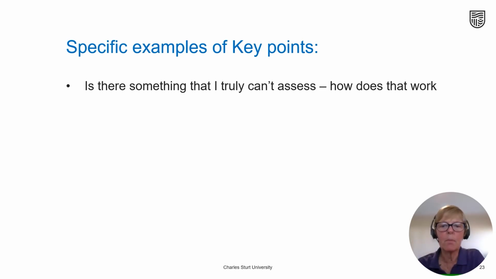Specific examples of key points. Is there something that I truly can't assess? How does that work? There may well be a performance indicator, or perhaps two, that you don't feel you can assess. It is perfectly okay to have an indicator as not assessed. It is important, if this is the case, that you make sure the student understands that their mark is adjusted to take this into account in the final percentage.